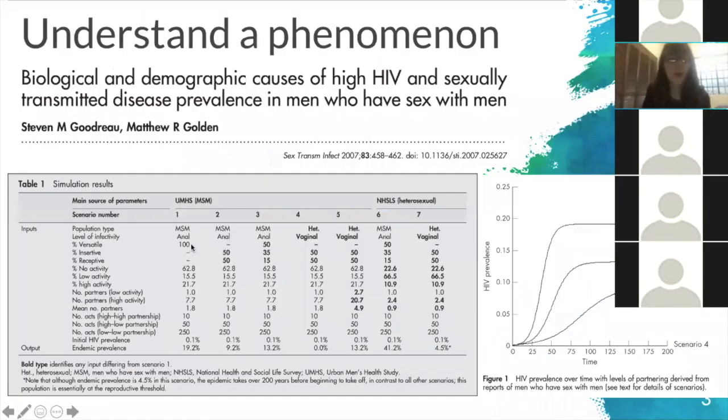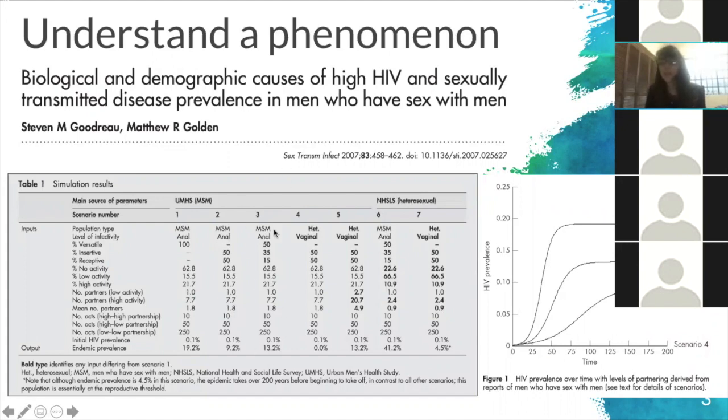So scenario one assumes that 100% of men are versatile, and you can see that prevalence reaches about 20% over time. In comparison, in scenario two, they assume that sexual role was identical as if it was heterosexual sex. So 50% of men were exclusively insertive and 50% of men were exclusively receptive. And you can see that endemic prevalence goes down to about half, at 10%.